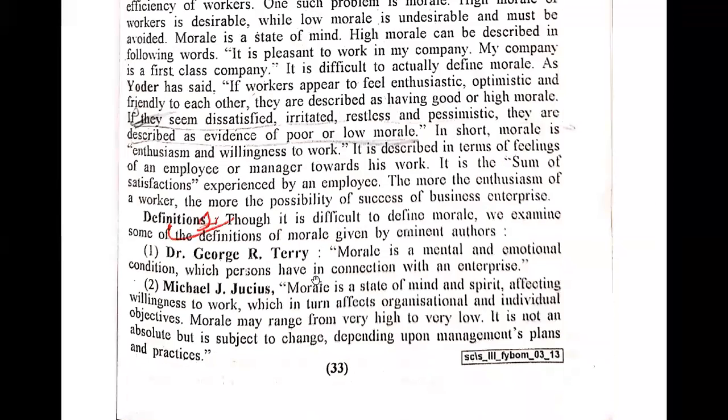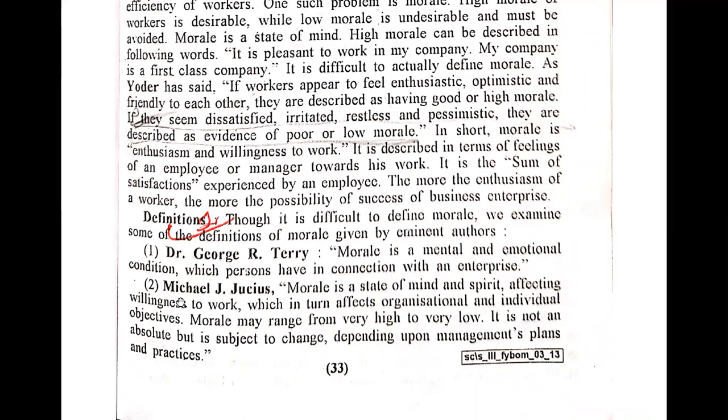Now, guys, we will see the definitions of moral. Though it is difficult to define moral, we examine some of the definitions given by eminent authors. George R. Terry: moral is a mental and emotional condition which persons have in connection with an enterprise. So, guys, here we can clearly understand what an employee thinks about the enterprise, whether he has a good emotional and mental attachment with the organization or not.